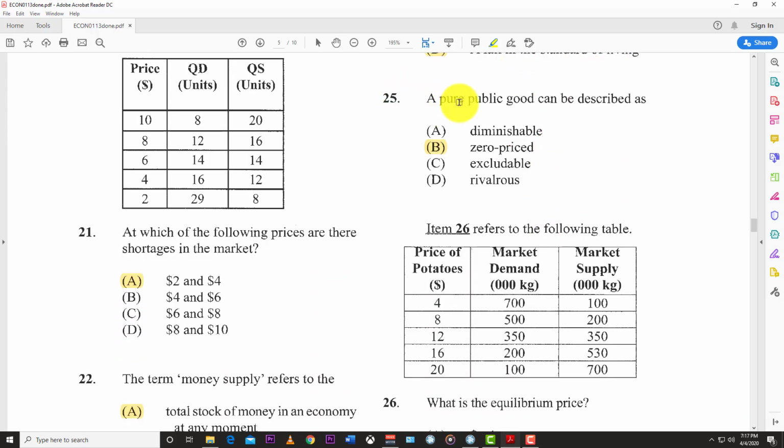25, a pure public good can be described as, and the best answer here is B, zero priced, meaning it's basically free.